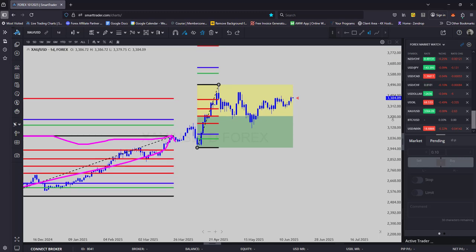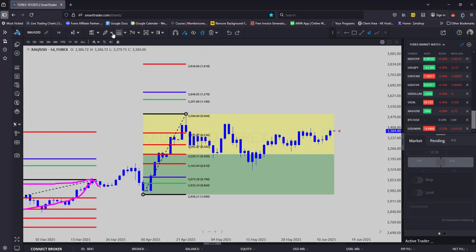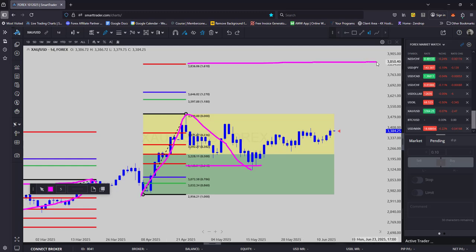So with the current Fibonacci levels, A, B, C, from what we have in front of us, the market made a U-turn at this area here, which means we'd be looking at 38, 36 up here for our profit target for gold.